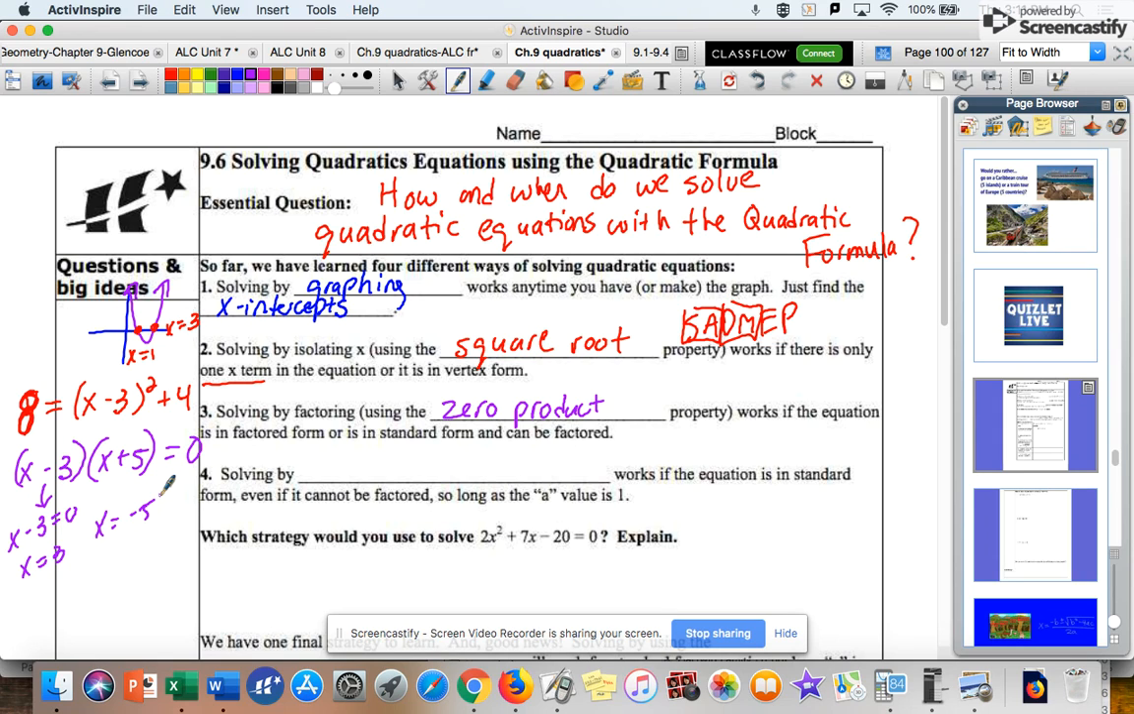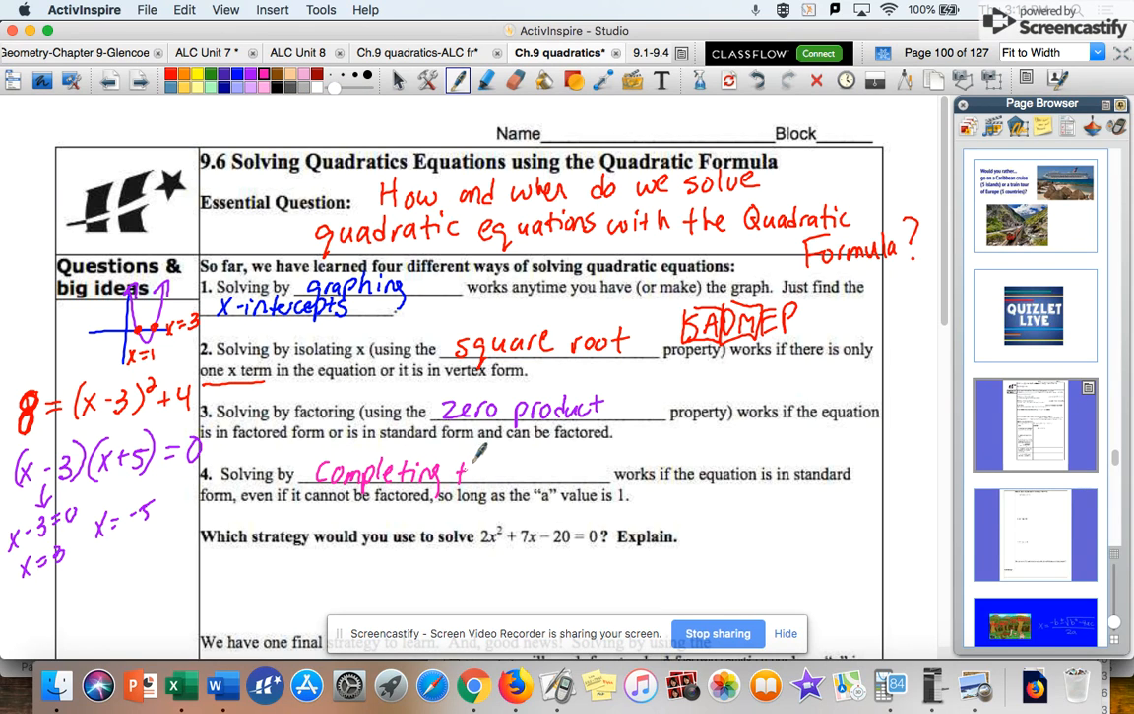So we can get it into factored form. That's a very quick method for getting a solution, because you just solve for what makes each one of those factors, each one of those parentheses, equal 0. The last couple days, we have been using another method called completing the square.